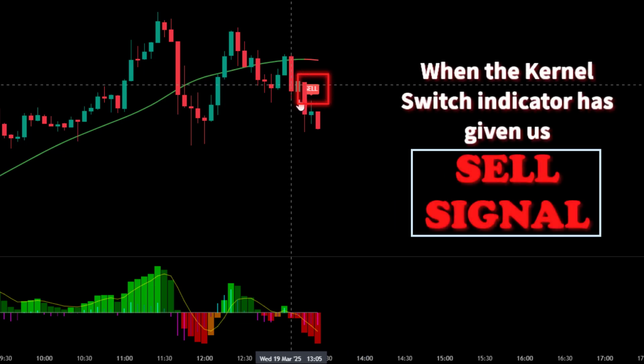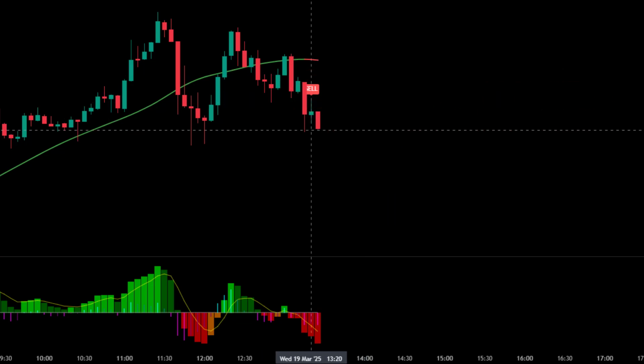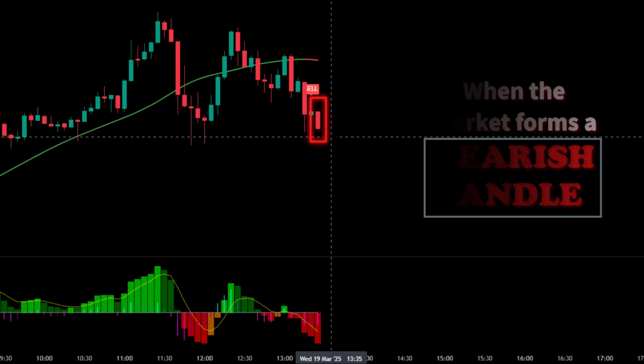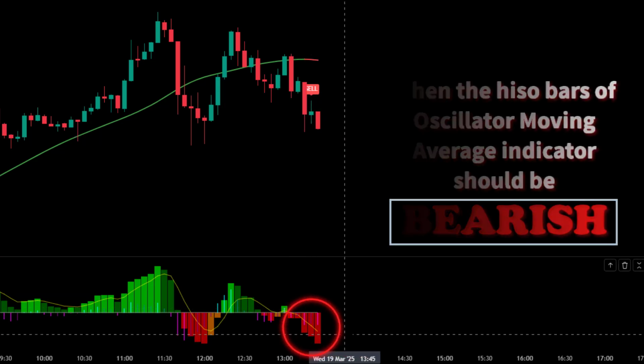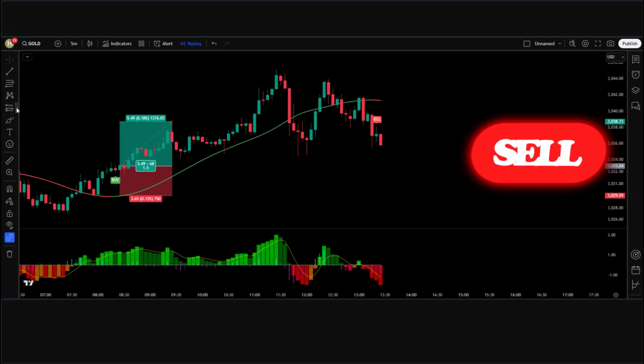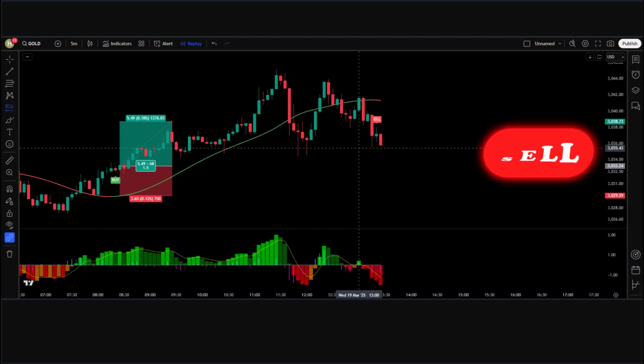When the Kernel Switch indicator has given us sell signals, when the market has formed a bearish candle, and when the ISO bars of the Oscillator Moving Average indicator are bearish, if these conditions are fulfilled, then we will place a sell order.